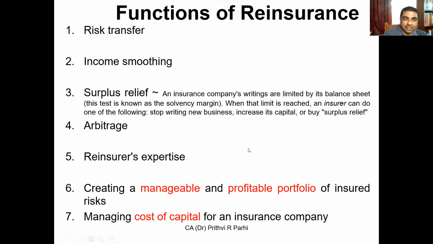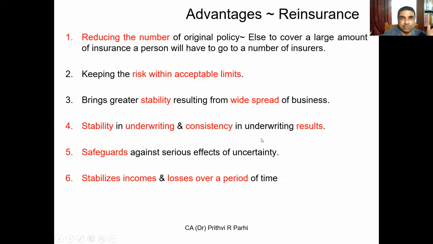And reinsurance also helps in managing a profitable portfolio among the risks. That means you can create a good combination of portfolio investment with the help of reinsurance, a basket of policies. The cost of capital of the insurance company can also be managed with reinsurance, because too many policies means too much capital investment. With fewer policies, you'll be able to manage the business with low capital. That is also possible by transferring the insurance business to some other entity.